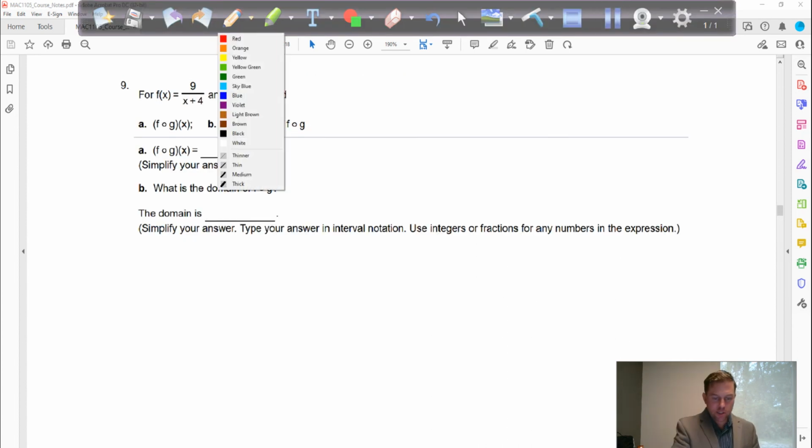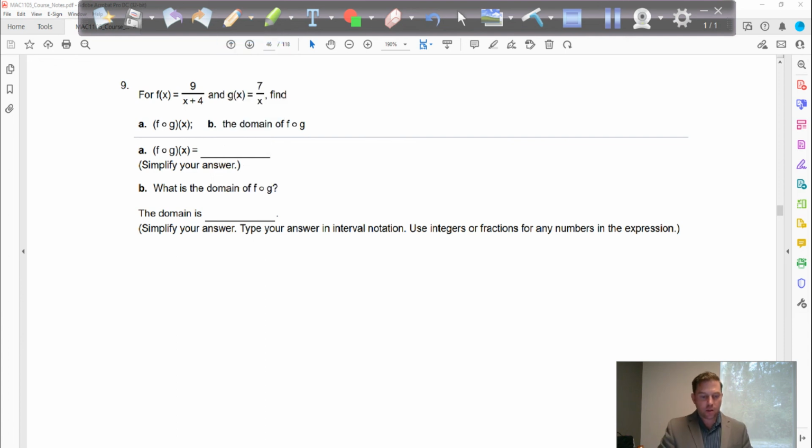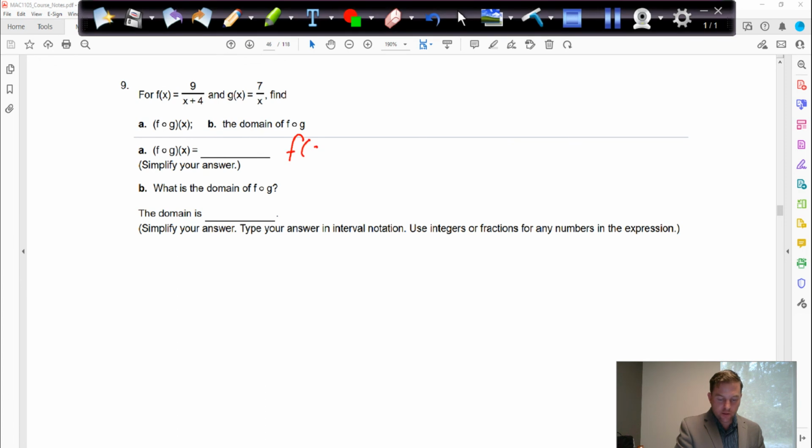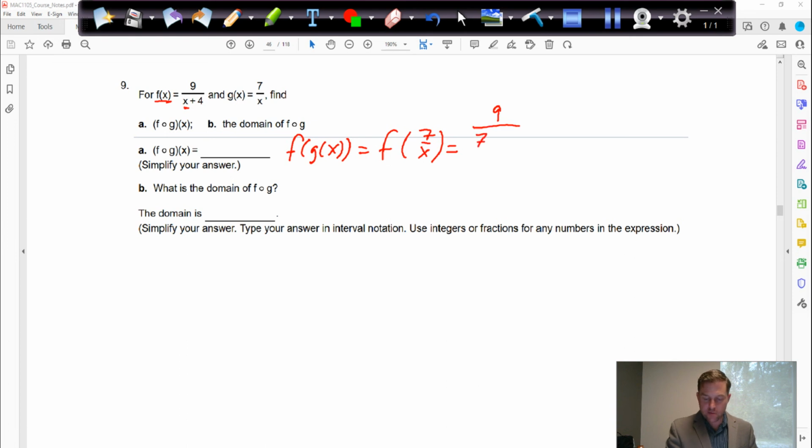Okay, where these can get particularly tricky is when you have fractions. So this wants us to take f of g of x. But what is g of x? G of x is 7 over x. So anywhere we see an x in the f curve or equation, we're going to replace it with 7 over x. So this would be 9 over, not x anymore, it's 7 over x plus the 4.